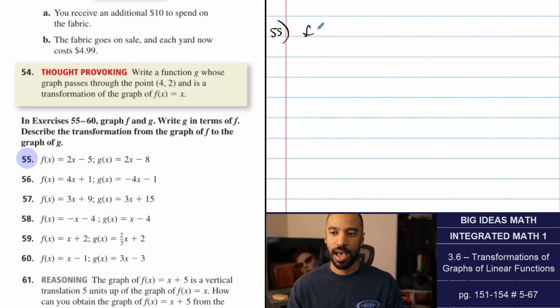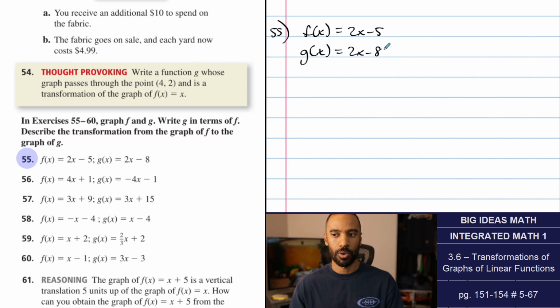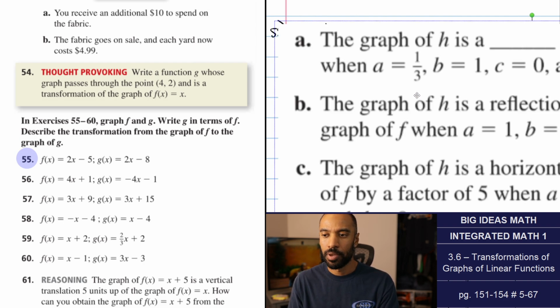So on number 55, we have f of x equals 2x minus 5 and g of x equals 2x minus 8. It looks like a very simple transformation going from negative 5 to negative 8. Looks like it's a change of 3 units down, and when I say it looks like, I mean it is. That's right. I'm not tricking you. So that's the answer, but we still have to graph them, and we can confirm.